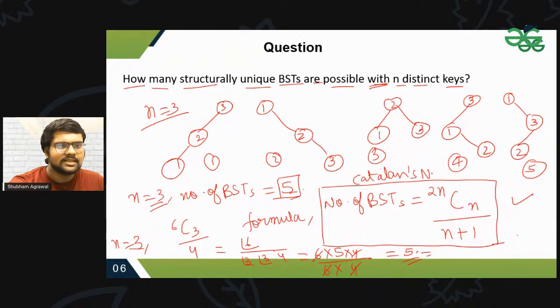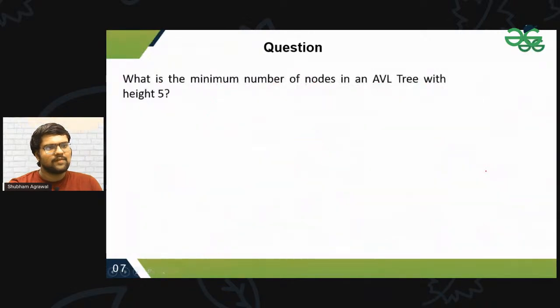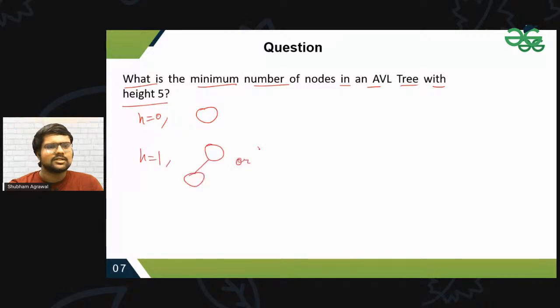Now let's see one more question. If we want to find the minimum number of nodes in an AVL tree of height 5, how can we do that? If height is 0, there is only one possible case because we have one node and it is at level 0. If height is 1, then the minimum number of nodes would be 2, because there will be one more node and it will be present here, or it will be present here.